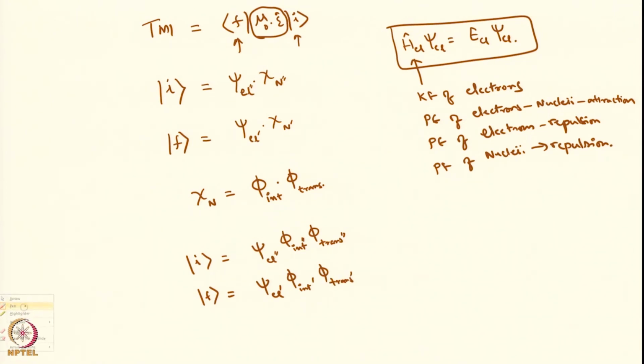Okay. So, now let us write the transition moment integral. So, your TMI will be equal to psi electronic, phi translation and phi internal dash, mu naught epsilon, psi electronic, phi trans and phi internal.